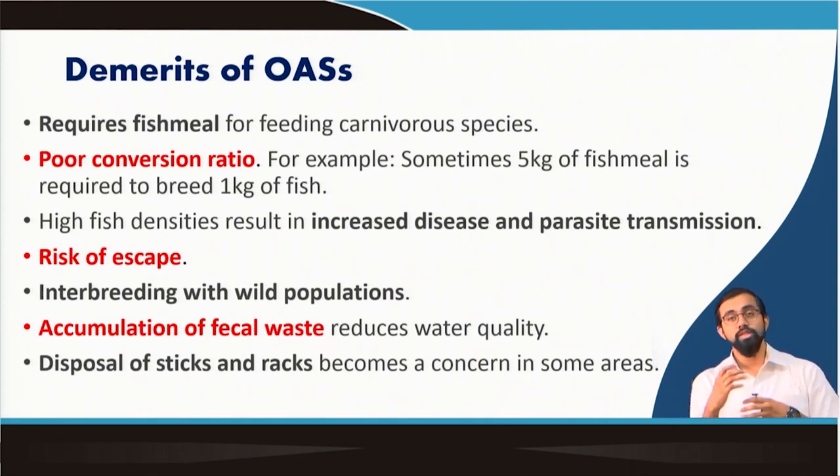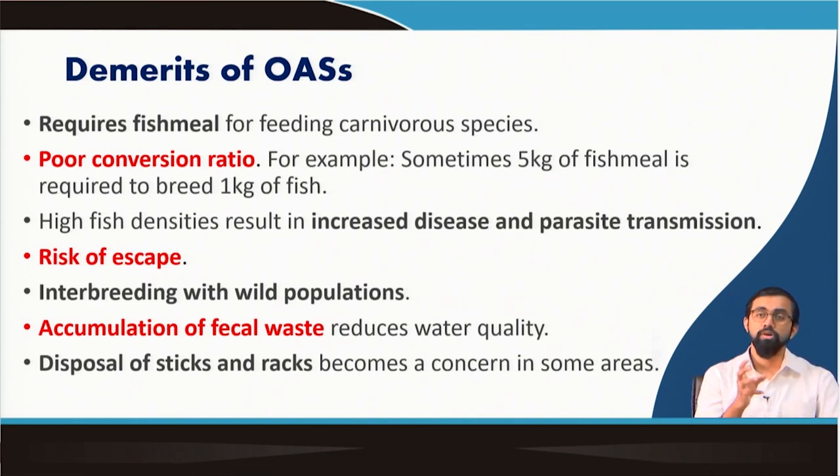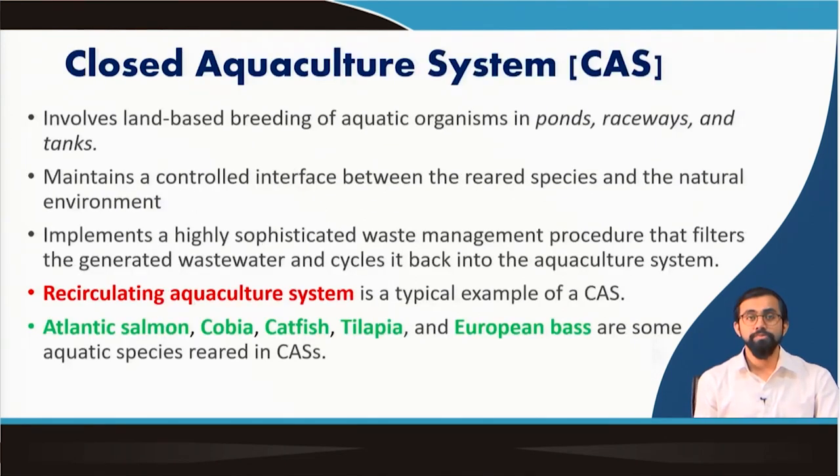Accumulation of fecal waste reduces the water quality, as I discussed. You can see in the picture that not all the feed we supply is completely eaten by the fish, because it cannot be. Then there is the fecal waste, the excretory products of whatever aquatic species you are targeting. That also has a huge amount of nitrogen in it, which can cause the water quality to deteriorate. So these are the problems. Other than that, disposal of sticks and racks can also be a matter of concern in some areas, which are a normal practice in open aquaculture systems for growing mussels and oysters.